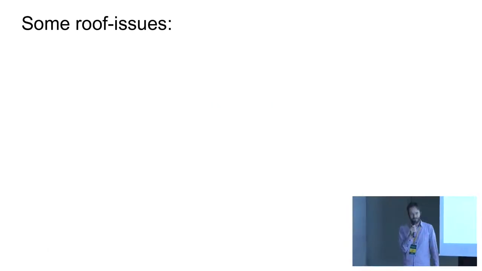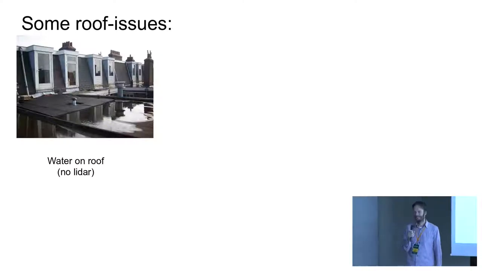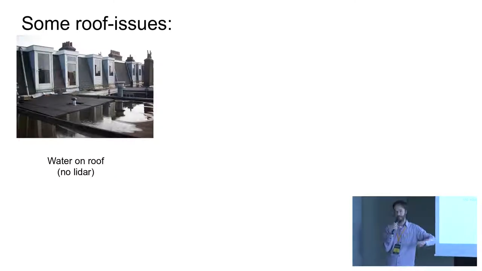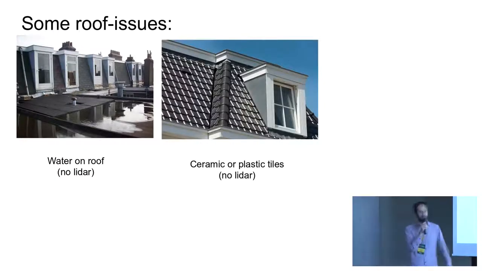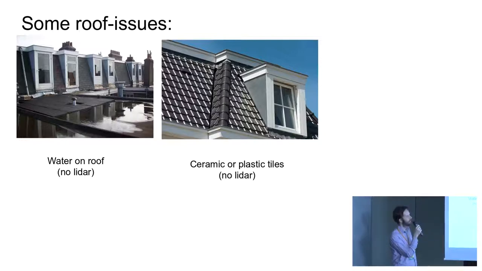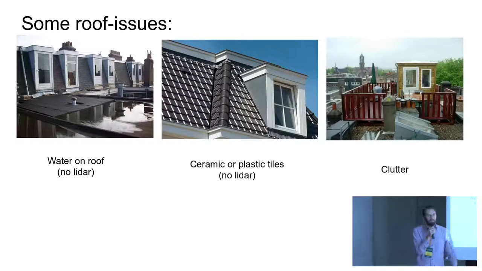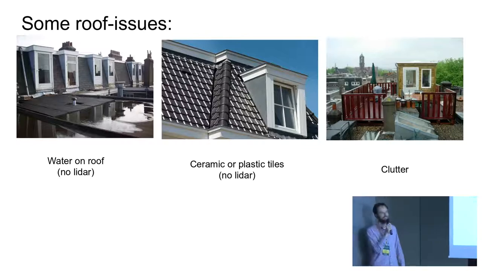And about some of the issues, I think people who work with point clouds will recognize this. If you have water on your roofs, you have no points. We have a lot of water on roofs because they always fly in the winter and there's always rain and it's cold and the water never evaporates. So there's always water. If you have ceramic roofs or plastic tiles on them, they scatter the signal. It's gone. You have no roof or no points. This is the situation in Amsterdam for one out of three houses.